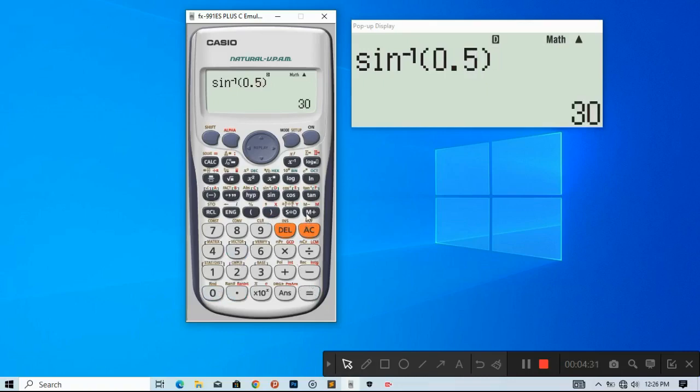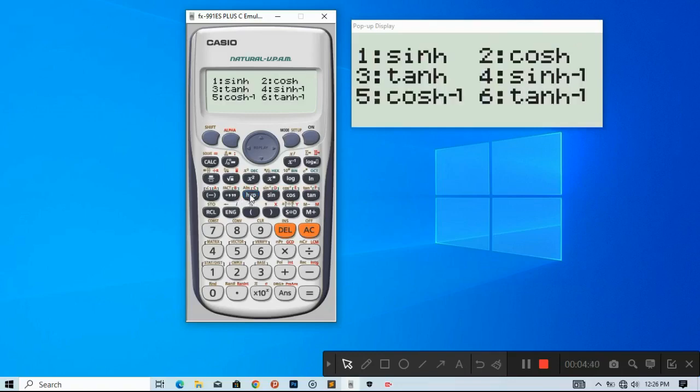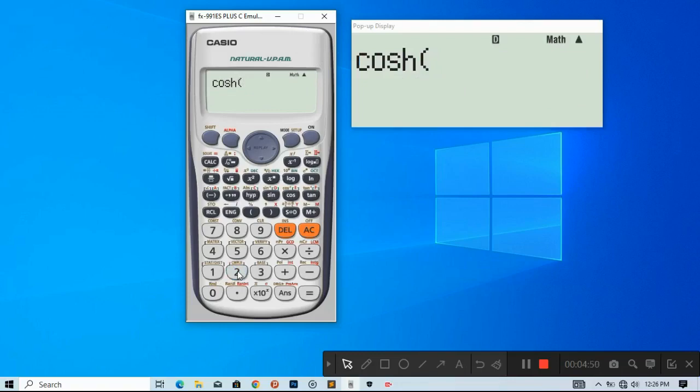We also have hyperbolic functions, which can be accessed by punching on this button. Use any of these functions by punching the numbers assigned to it. For example, punch 2 to activate cosh function. Cosh of 5 equals 74.2 something.